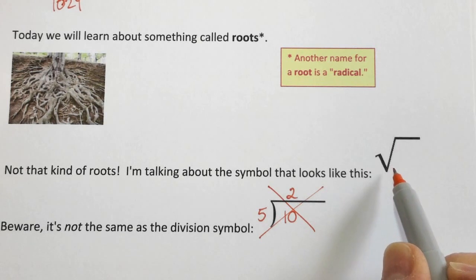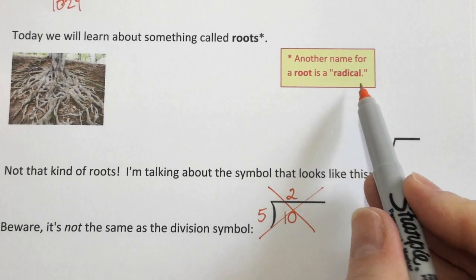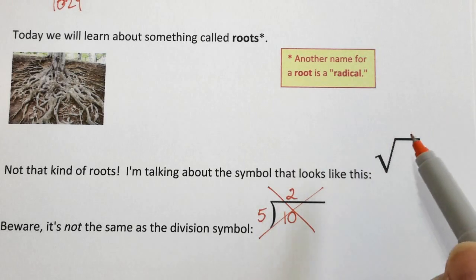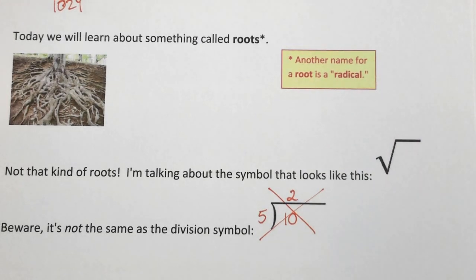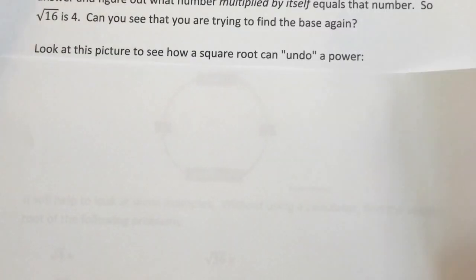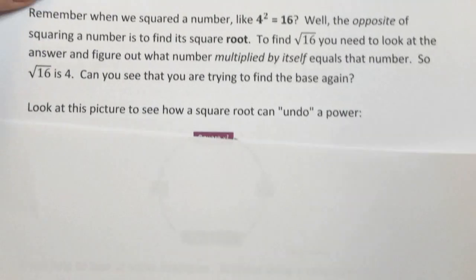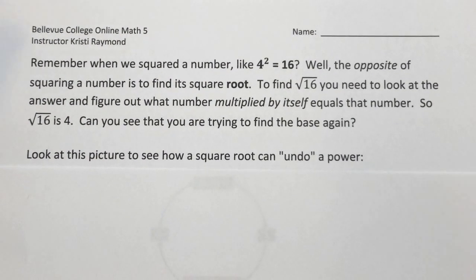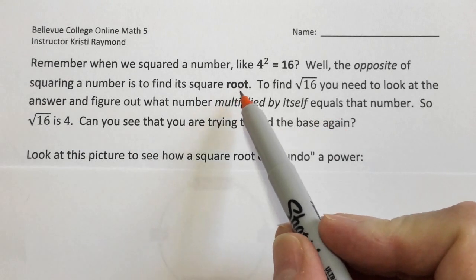And another name for this symbol is also called radical. Usually in this class we'll call it roots, but if you get into any of the higher level math, they'll often call it radical. Now, remember when we squared a number, like 4 to the power of 2? Well, the opposite of squaring a number is to find its square root.